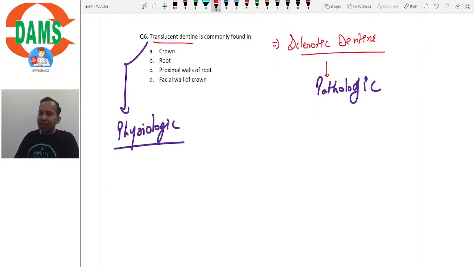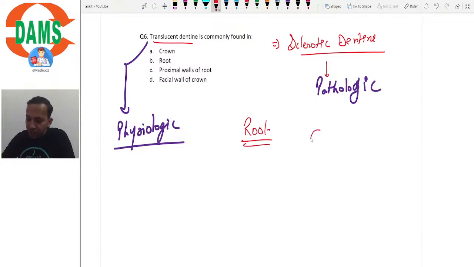Very good, Shailesh. It is called sclerotic dentin, isn't it? So where are these commonly found? Option A is crown, option B is root, C is proximal walls of the root, and option D is facial wall of the crown. Now, pathologic dentin would more commonly be seen in the crown because of chronic caries or chronic trauma. But the question is not asking about sclerotic dentin. It is asking about translucent dentin, and translucent dentin is commonly found in the root.